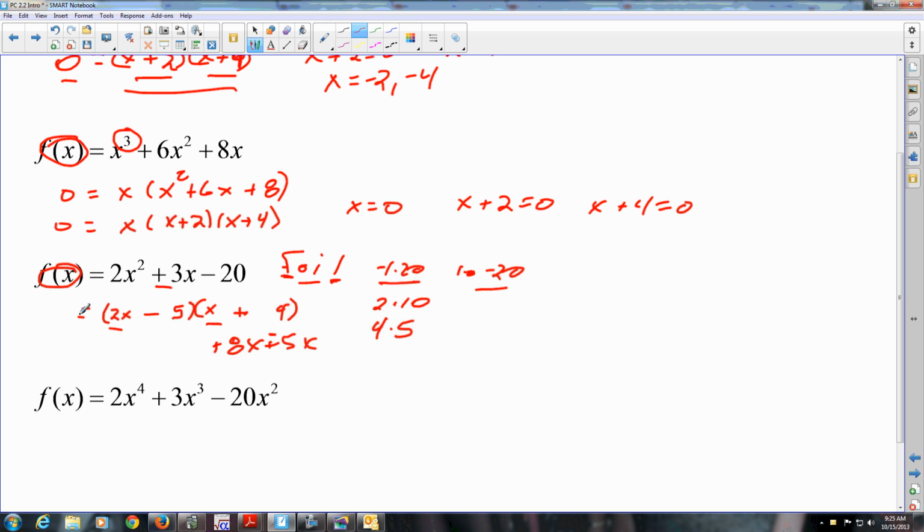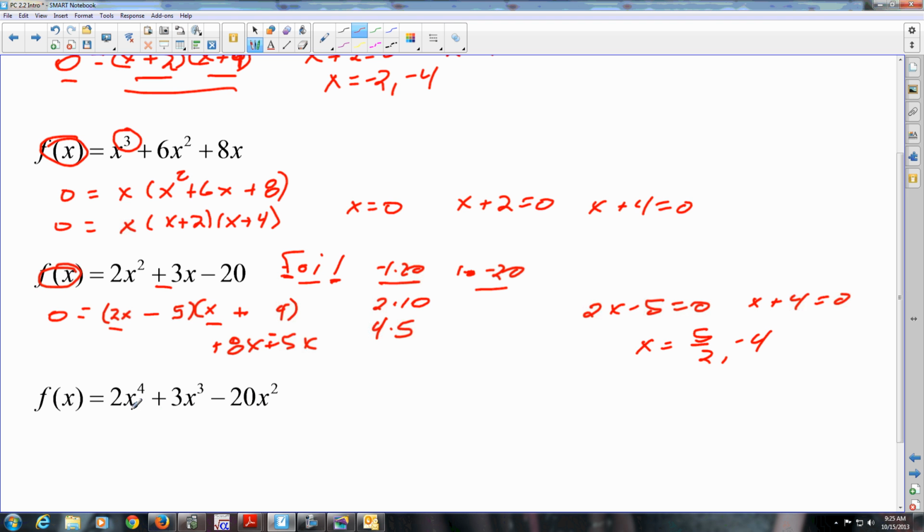This thing is set equal to 0. So I'm going to take those pieces, 2x minus 5 equals 0, and x plus 4 equals 0, and solve them. So x is equal to 5 halves and negative 4.